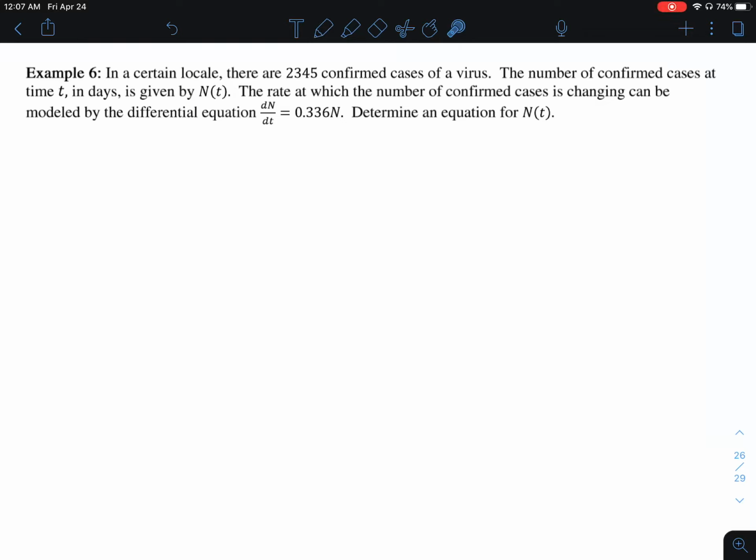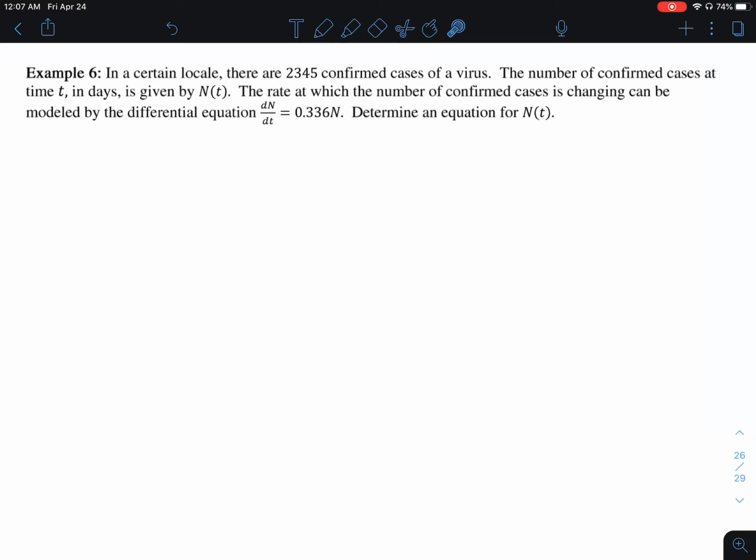This is the last problem in the previous day's notes, example 6. In a certain locale, there are 2,345 confirmed cases of a virus. Wonder which virus that is. The number of confirmed cases at time t in days is given by n of t.